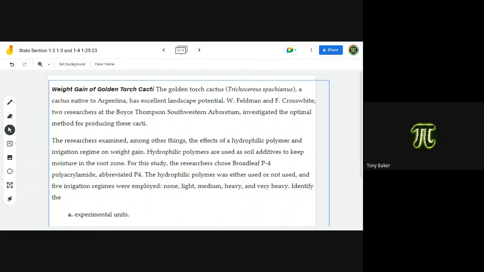The researchers were investigating the optimal method to producing these cacti. So the researchers examined, among other things, the effect of hydrophilic polymers and irrigation regimes on the weight gain.